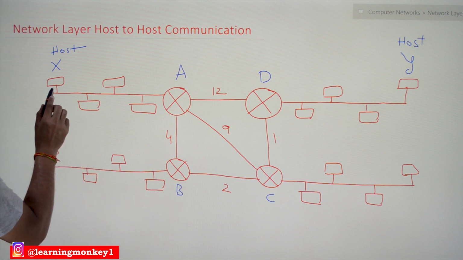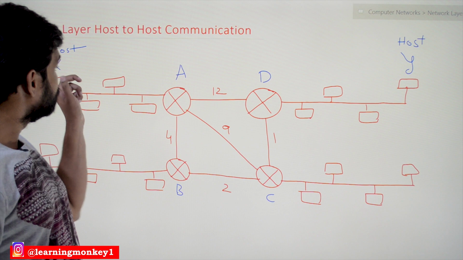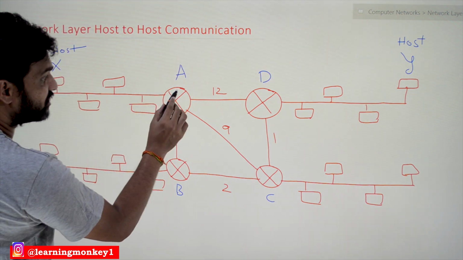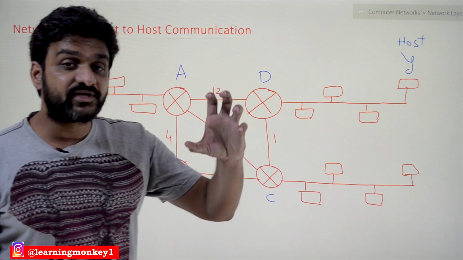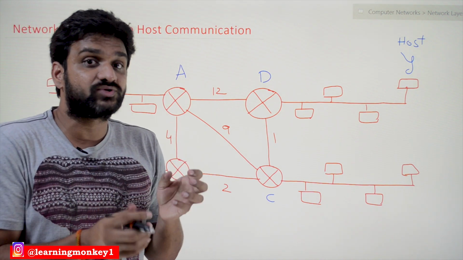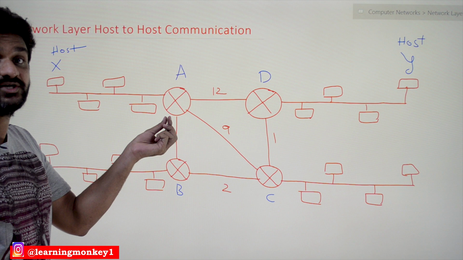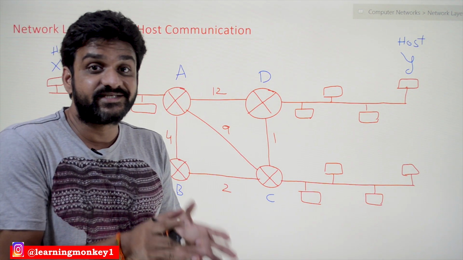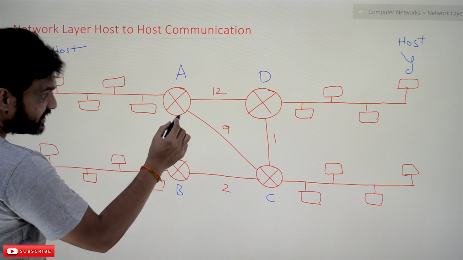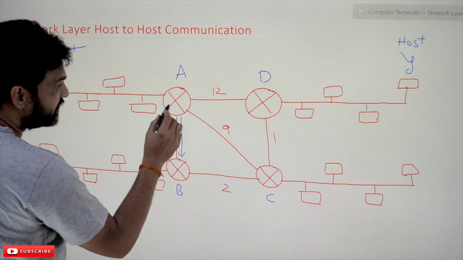The communication from one node to another node is managed by the data link layer, and the communication from one host to another host is managed by the network layer. How does that happen? Once the packet has been received at the router, what will the router do? The router is a network layer device. Its duty is to transfer the packet to one of its three interfaces so that it will take the shortest distance. In our case, the packet from X will be transferred to A, and from A it will be transferred through this interface, because the shortest path from A to D is 4. This is the shortest path.